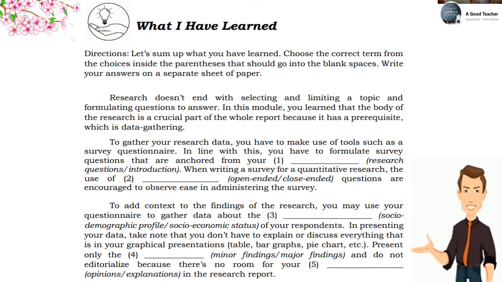In line with this, you have to formulate survey questions that are anchored from your 1. (research questions/introduction). When writing a survey for a quantitative research, the use of 2. (open-ended/close-ended) questions are encouraged to observe ease in administering the survey. To add context to the findings of the research, you may use your questionnaire to gather data about the 3. (socio-demographic profile/socioeconomic status) of your respondents.